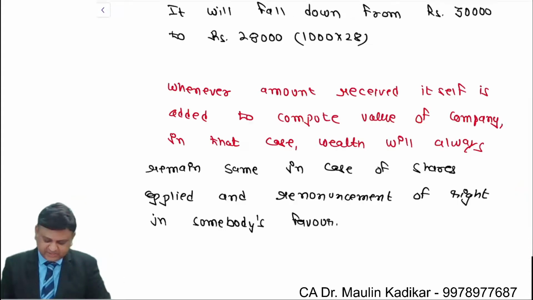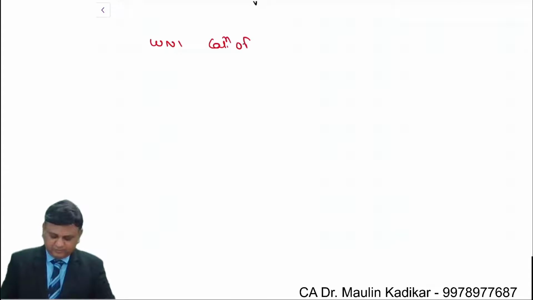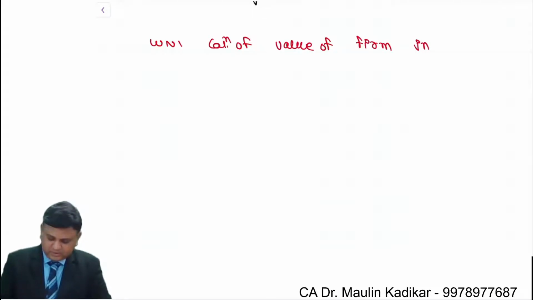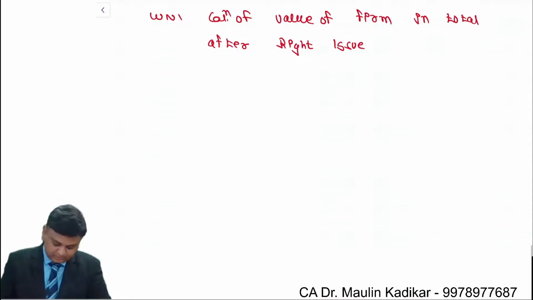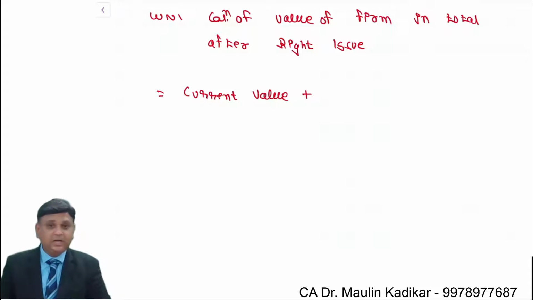The first question is ex-right price per share. Write an answer. Working note number 1. Calculation of value of the firm in total after a right issue. In the write-down, current value plus amount received.